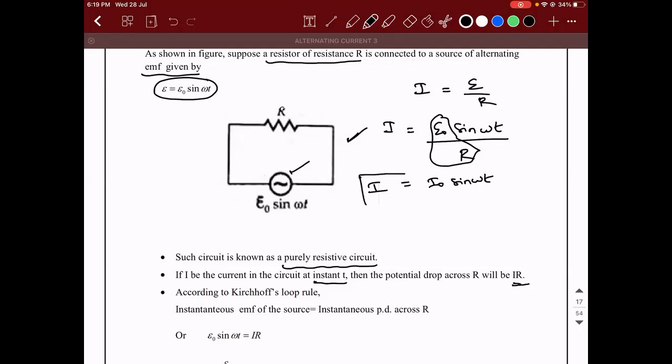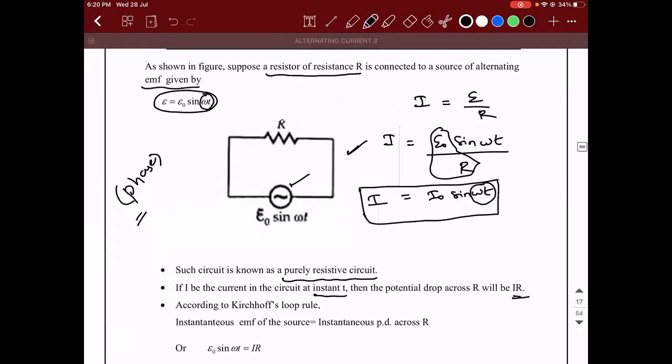Guys, did you understand? When you connect an AC source across a pure resistor element, whatever is the angle, whatever is the phase of the EMF, the same will be the phase for the current also. Means they both will be in the same phase. Phase, spelled PHAS, generally means angle. So they both will be at the same phase. I hope you guys have made a note of these points.